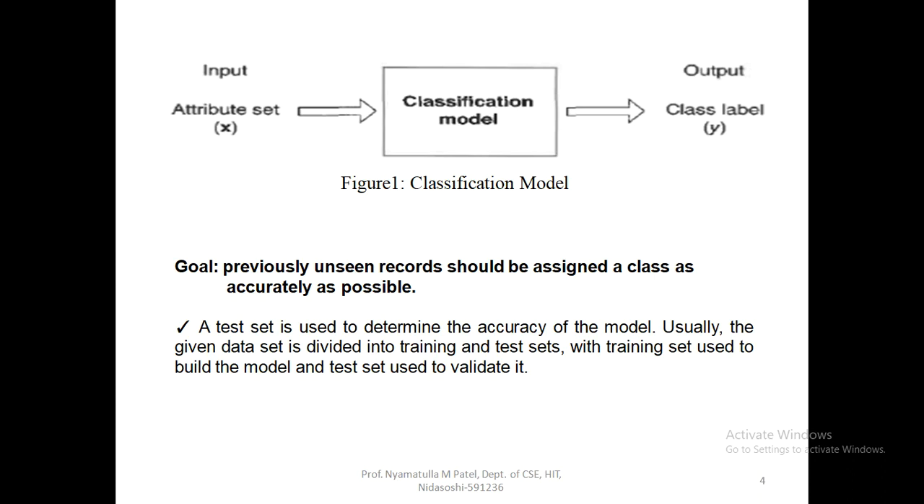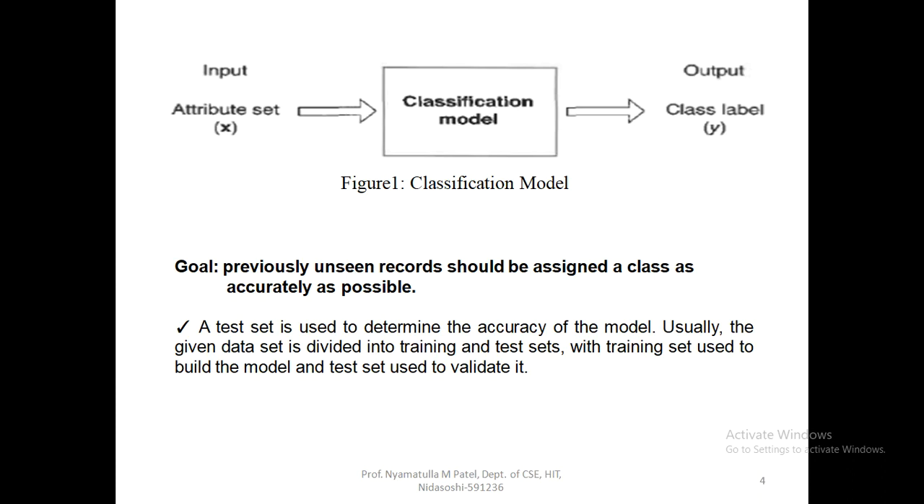It should not go to the non-leafy vegetable category. So if you give a non-leafy vegetable as the input, it has to go to the non-leafy vegetable category only. It should not go to the leafy vegetable category. So the goal is previously unseen records. You will be given any unseen record.